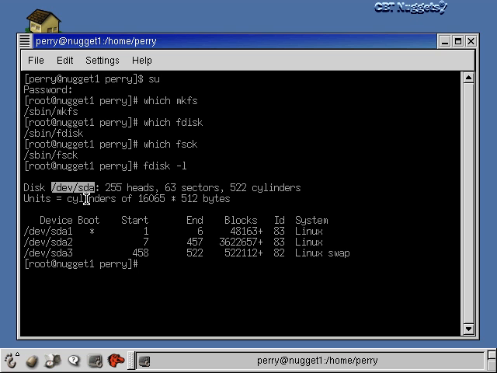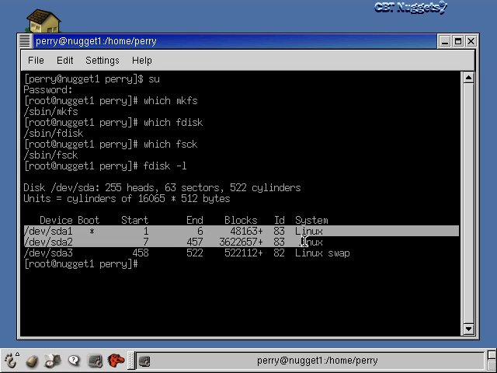Okay, what does SDA mean? Well, the SD stands for a SCSI disk. If that was an HD, it would be an IDE disk. And the A stands for the first disk. So SDA is the first SCSI disk, HDA would be the first IDE disk, SDB would be the second SCSI disk, and so on. Now, looking down below, these three things are the three partitions on our SDA disk: SDA1, SDA2, and SDA3.